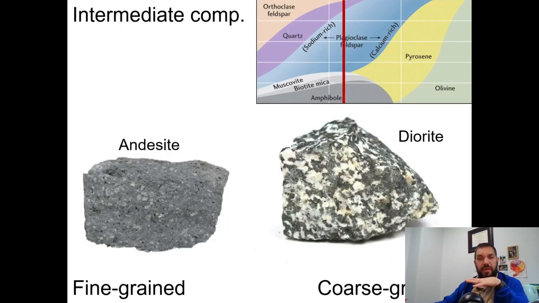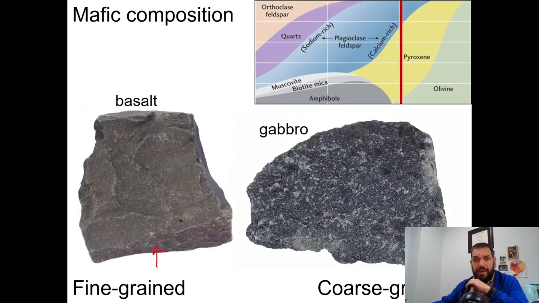Pay special attention and make sure you know your intermediate rocks. These are extremely important. The intermediate rocks are the rocks of the continental crust. Average continental crust is made of andesite and diorite on average. Whereas mafic compositions are what make up the ocean crust. I hope you remember that when we talked about the structure of the Earth. The ocean crust is mafic, and the average rock type is basalt. The average rock type of the continental crust is diorite.